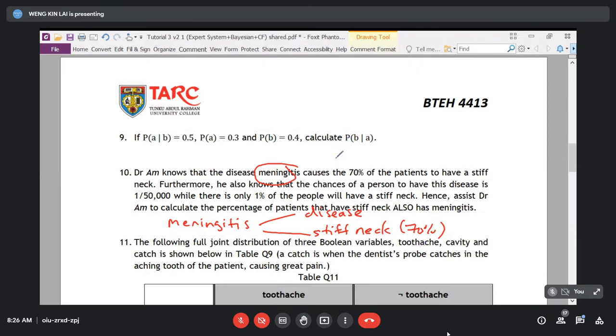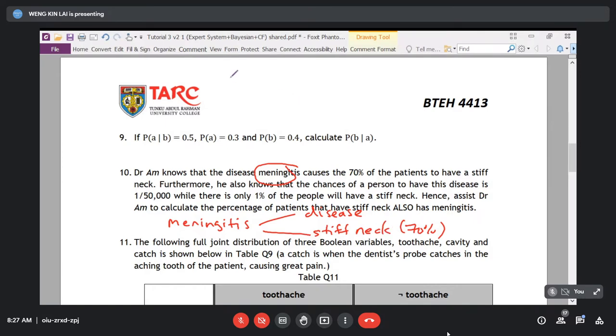So this one causes some problems, which is the disease itself. Of course, in some people, there is this additional symptom, which is a stiff neck. But this only occurs in 70%, roughly two-thirds of them. Not everybody. Now, what else do we know?